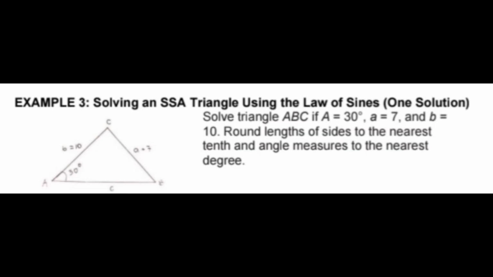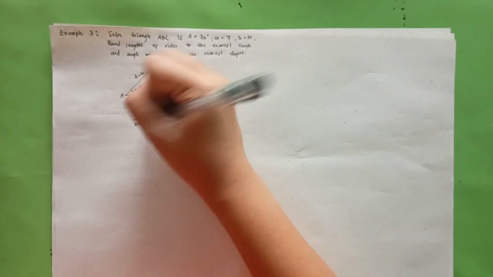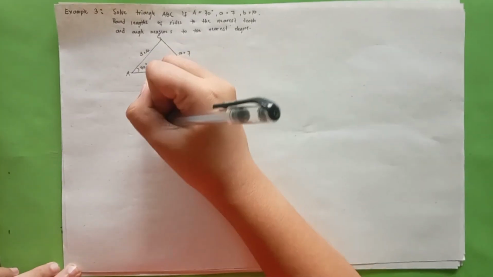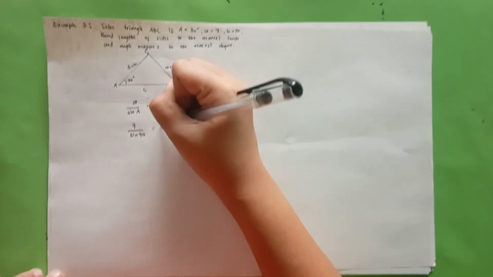Example number 3. Solve triangle ABC if angle A is equal to 30 degrees, side A is equal to 7, and side B is equal to 10. Round lengths of sides to the nearest tenth and angle measures to the nearest degree. The known ratio is side A over sine A, or 7 over sine 30. Because side B is given, we use the law of sines to find angle B.